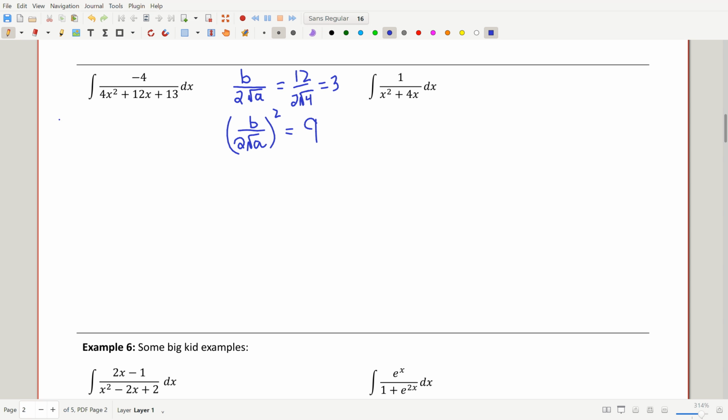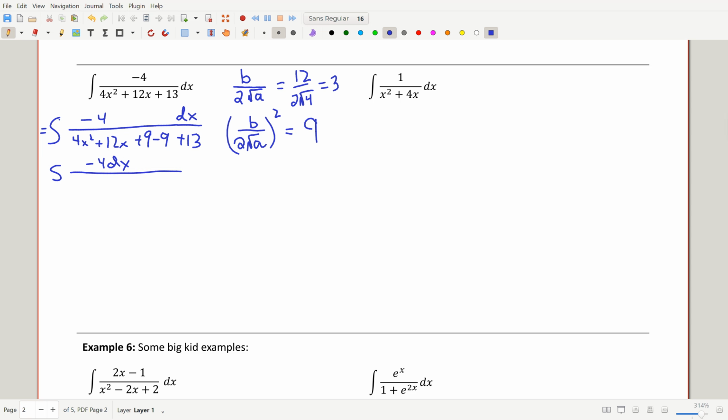So now we'll do this all in place. We've got the integral of -4 over 4x squared plus 12x, leave 2 spaces, plus 13, and that's going to be dx. I'll just put it there on the top. And then like we figured out, the number to add and subtract is 9. So plus 9 minus 9. Which gives us the integral of -4 dx.